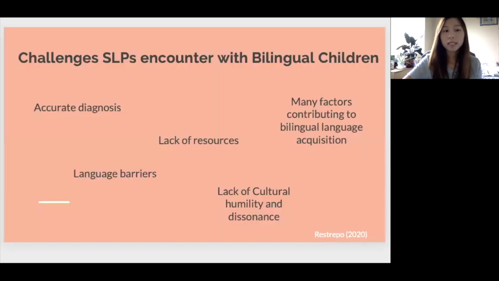Because of the complexity of bilingual language development, we as SLPs often have a difficult time accurately diagnosing a bilingual child with speech and language impairment. Lack of resources, language barriers, and lack of cultural humility can also be contributing factors of the challenges we face during diagnosis.